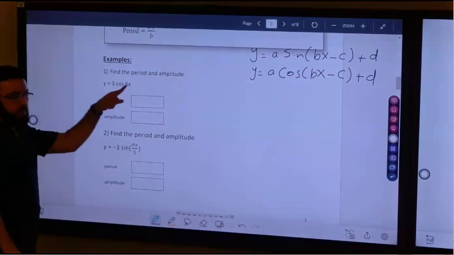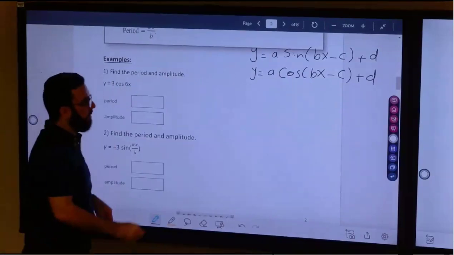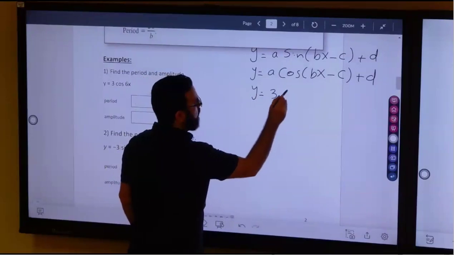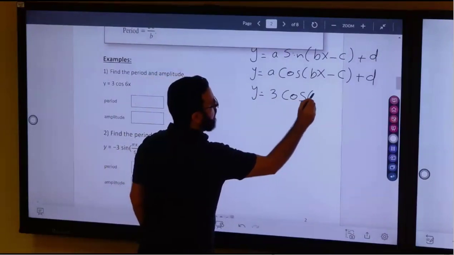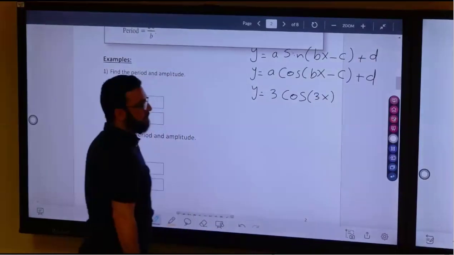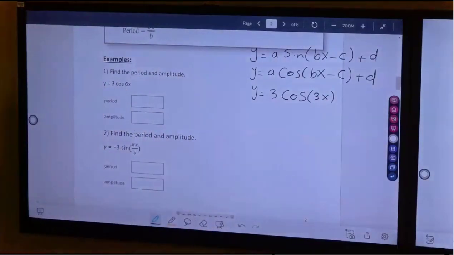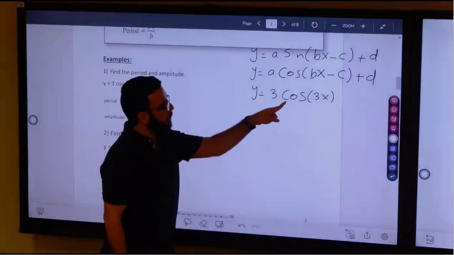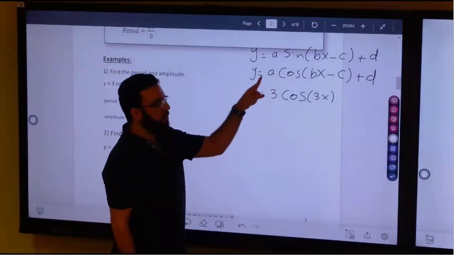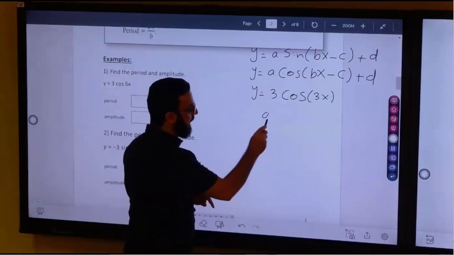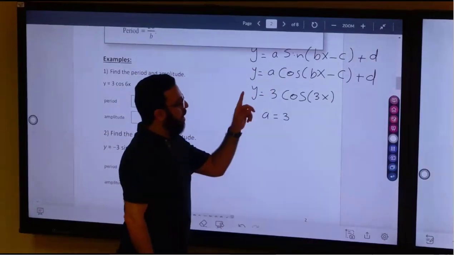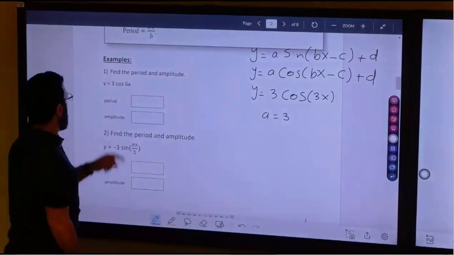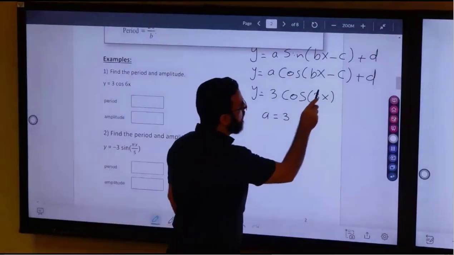I'm gonna write down the same function here. y equals 3 cosine 6x. Now, I'm gonna ask you, how much is a? Because it's cosine, same as this one, so a equals 3. How much is b? This is 6x.